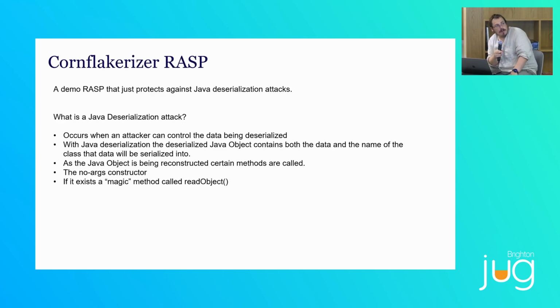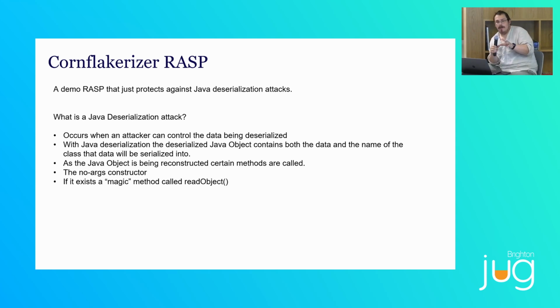I can't show you the Protect source code, for, I'm sure, fairly obvious reasons. So I've written a demo RASP which will protect against a Java deserialization attack. You might ask, what's a Java deserialization attack? It may not be the best kind of attack to create a RASP for.